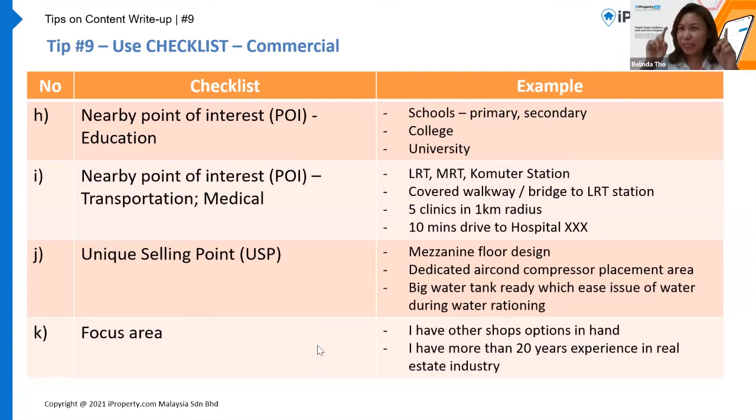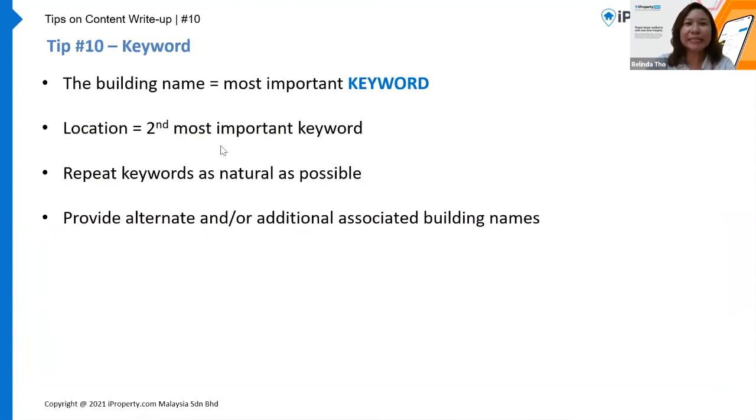Okay. Now, this is tip number 9. After this tip number 9, I want to move on to tip number 10. In this tip number 10, it is relevant to keywords. Now, these keywords, according to our iProperty SEO expert, her name is Marian Tan. We have a friend here, Maria Tan, but my SEO expert in iProperty is Marian Tan.